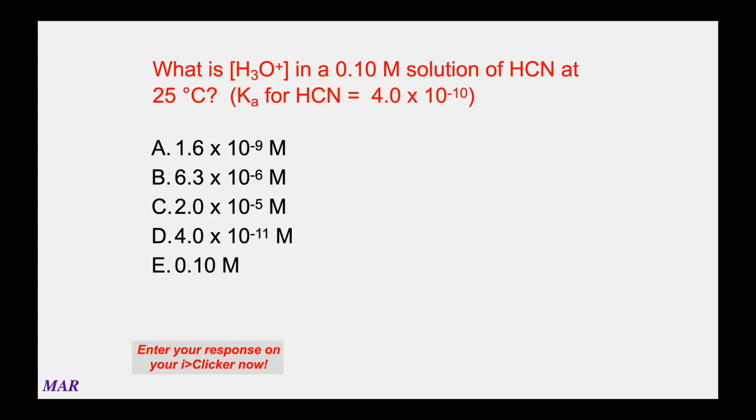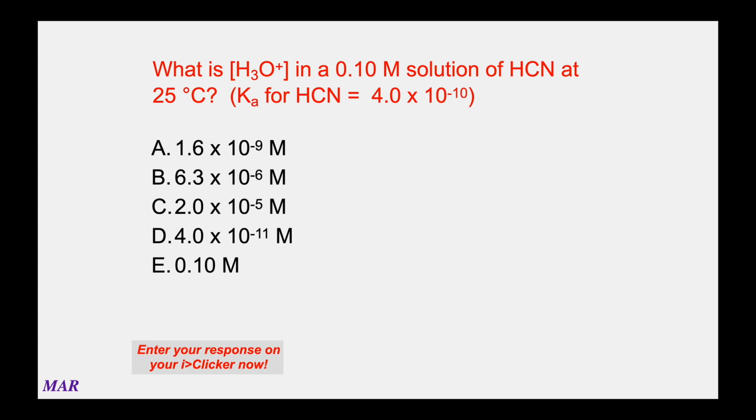Oh joy. In this question, we want to find the hydronium concentration of a 0.10 molar hydrocyanic acid solution at 25 degrees Celsius, and the Ka for hydrocyanic acid is 4.0 times 10 to the minus 10th. All right, I recommend you work on this problem. Pause the video. You can work on the problem, and when you're ready to talk about the answer, you can unpause the video and we'll talk about it. Pause the video now.